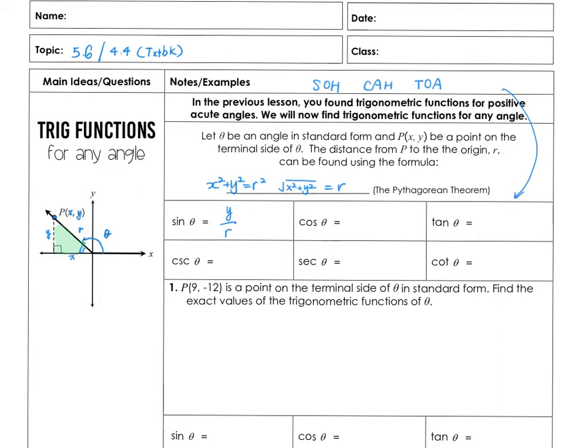Cosine is adjacent over hypotenuse, and tangent is opposite over adjacent. SOHCAHTOA, you got it. Then the remaining three are just reciprocals of what's on top. And cotangent is x over y. That's it. Very easy and straightforward. Okay, let's look at some practice problems.